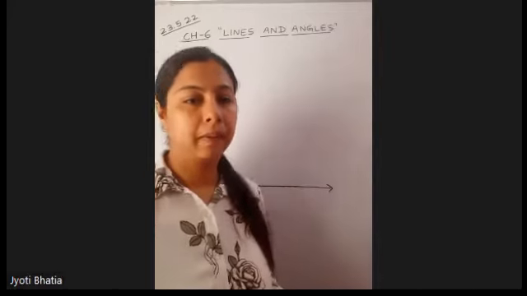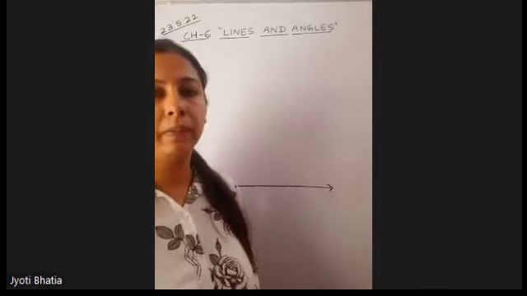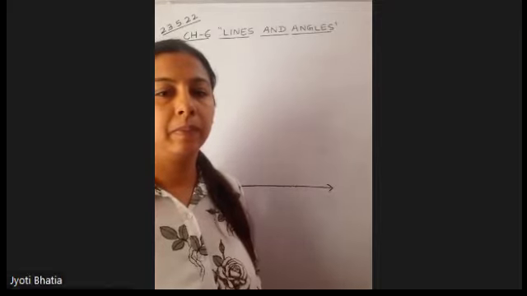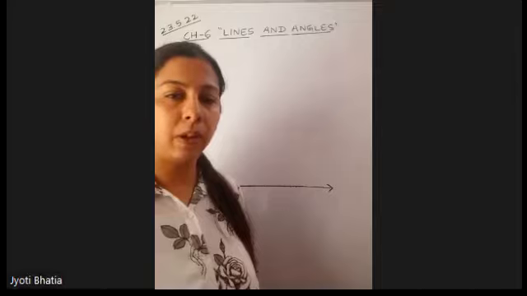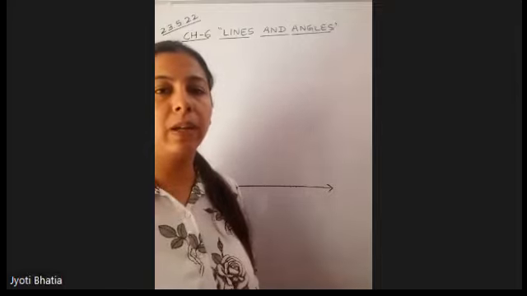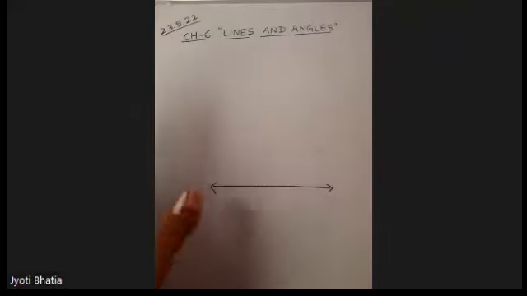Yes, you want to say something? Your hand is up, beta. Ma'am, are you able to hear me? Yes, I am able to hear you, beta. Ma'am, when I was giving the answer, my voice was not reaching you. Okay, no problem. Are you clear now, children? Yes, ma'am.